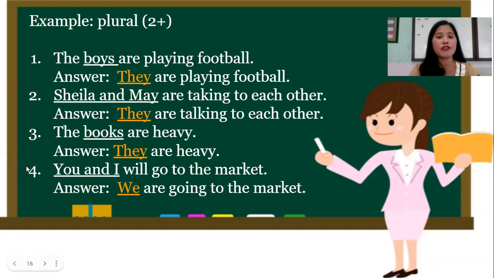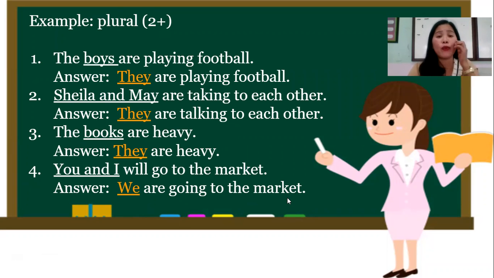Now, let's go to number four. The number four is you and I will go to the market. Again, you and I will go to the market. Now, what is the subject in the sentence? The subject is you and I. That is plural. So what is the pronoun if we are going to substitute to a pronoun? The pronoun is we. We are going to the market.